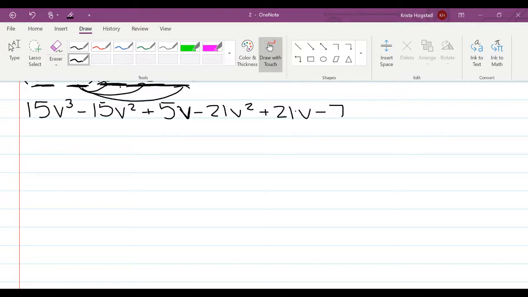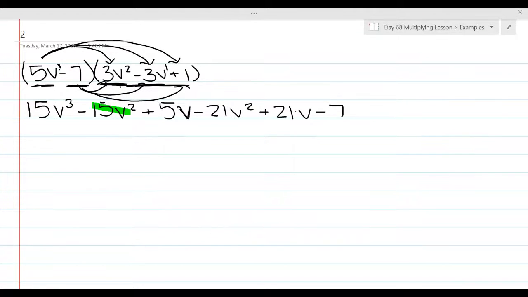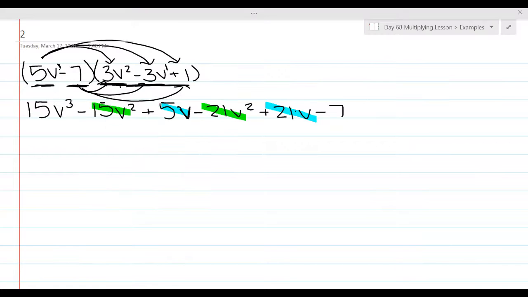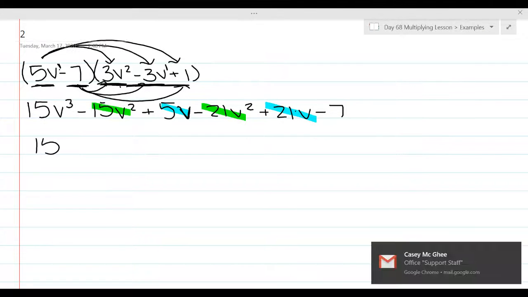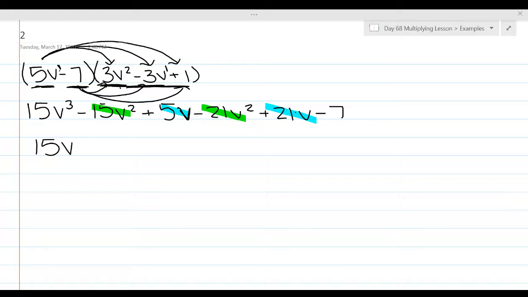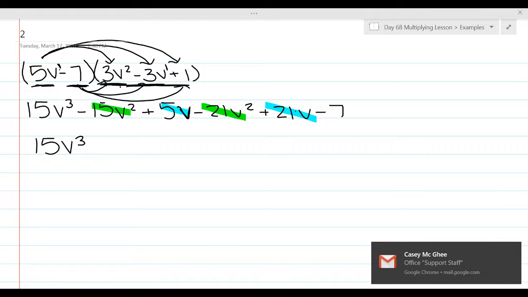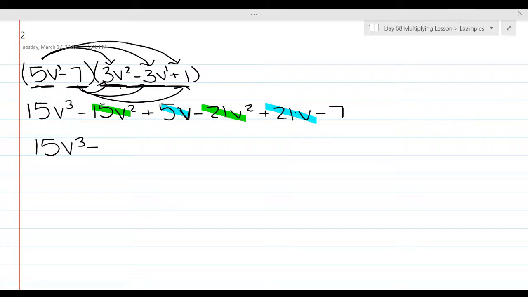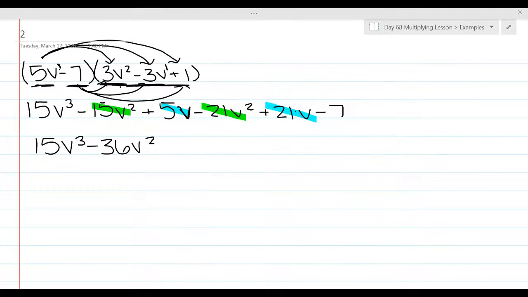Okay, now we're going to go in and do our like terms. So we got 2v squared and 2v, 2 terms with v. So we're going to have a 15v cubed. We got negative 15 minus 21v, negative 15v squared minus 21v squared. So that's going to be a negative 36v squared. We have 5v plus 21v, which is going to be a 26v. Negative 7 just goes on the end.